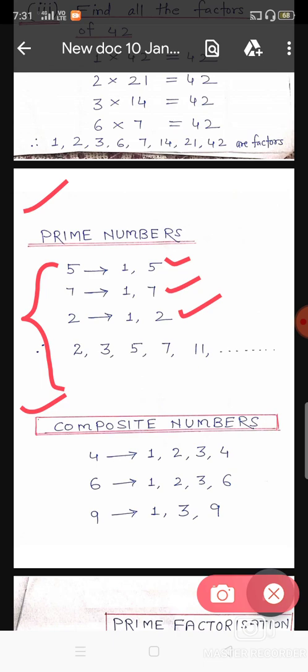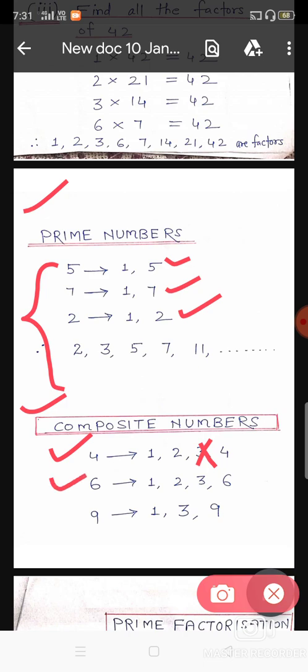Let's move to next. Composite numbers. Yes. Numbers having more than two factors are called composite numbers, like 4. 4 is the least composite number. How many factors does 4 have? 1, 2, 3 and 4. No, sorry. 3 is not a factor of 4. Okay. So 1, 2 and 4. There are 3 factors of 4.